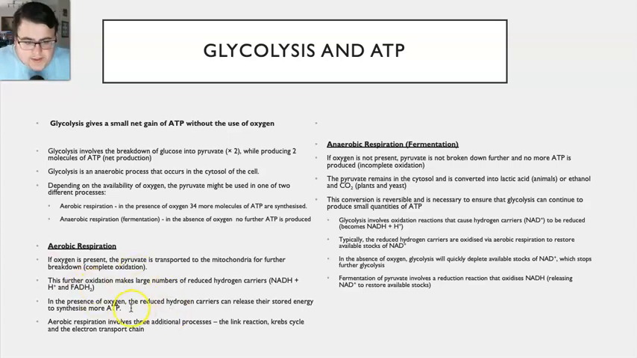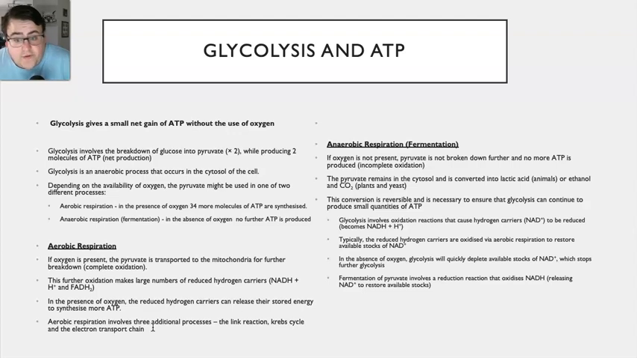Now, in aerobic respiration, we're going to look at this in a lot more detail. If oxygen is present, the pyruvate will be transported to the mitochondria for further breakdown, so that's complete oxidation. And this further oxidation is going to make large numbers of reduced hydrogen carriers, NADH or FADH2. And in the presence of oxygen, these reduced hydrogen carriers are going to release all their stored energy to create more ATP. Now, aerobic respiration is going to involve 3 more processes, which we'll look at in further videos, which is the link reaction, Krebs cycle, and the electron transport chain.